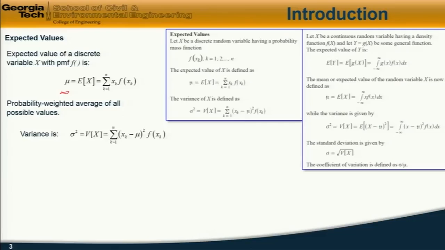Sigma squared is V of x, the summation from k equals 1 to n of xk minus the expected value, squared, times f of xk. This is a measure of the dispersion or the range of the possible values around the expected value. We also have the continuous variable to account for, and the definition is given in the reference handbook, but I won't cover that here because I don't think questions about continuous variables are very likely.